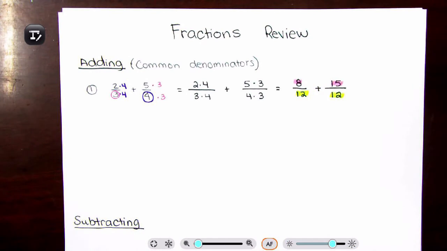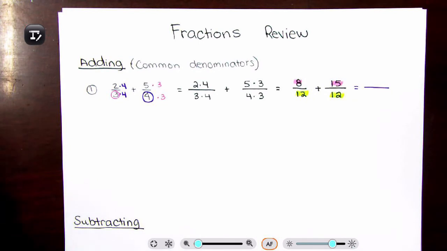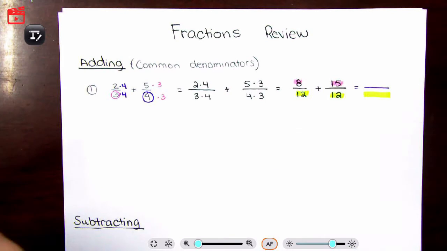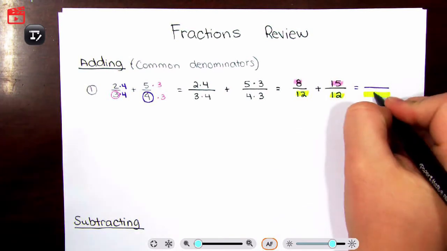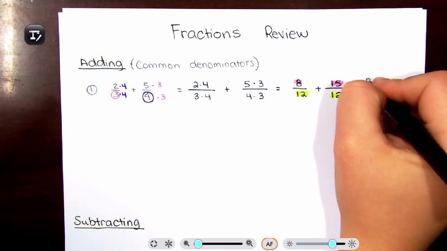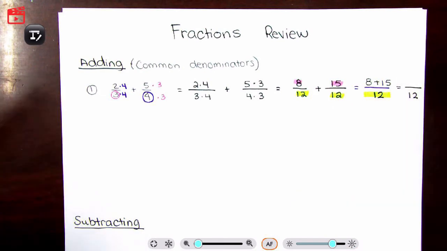Now, the denominator, when you're adding and subtracting fractions, doesn't change when you add. So what I mean by that is 12 is in the denominator, so we don't actually change that 12. That 12 stays in the denominator. What does change is the stuff on top. I have 8 plus 15. Again, the 12 stays. Nothing happens to the 12 once we have common denominators. But the top portion, what we're adding is 8 plus 15, and that equals 23.